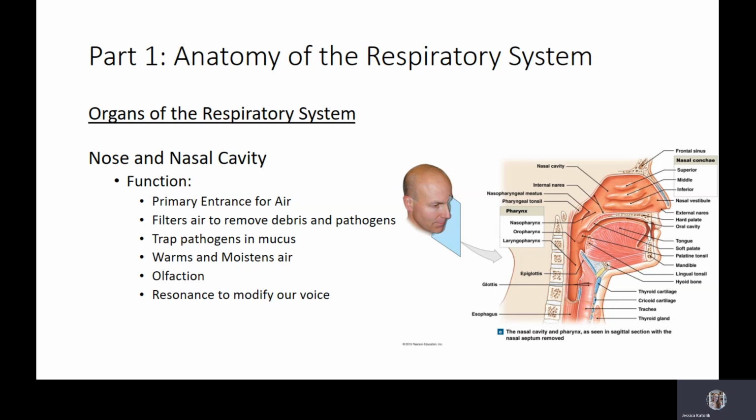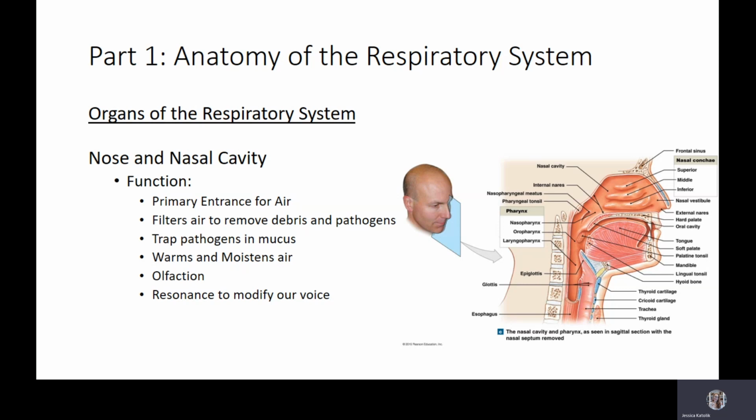And it is warmed and moistened by the blood vessels that are within the nasal cavity. The nasal cavity is rich with blood vessels. If anyone has had a nosebleed, you know this very well. And the blood vessels will moisten the air, and it will also warm up the air.